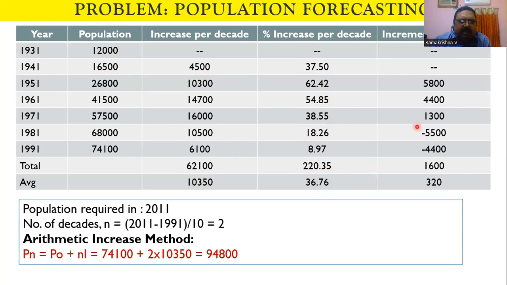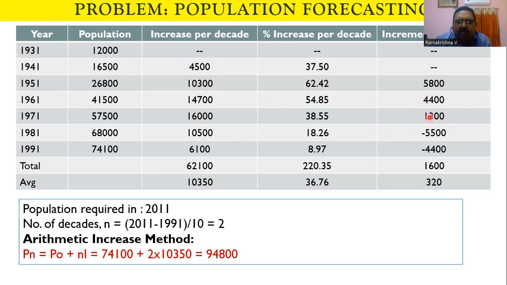Then we'll also see the incremental increase. What is the meaning of incremental increase? Here in the third column, the first increase is 4,500, then the increase is 10,300. There is a positive growth from 4,500 to 10,300. The difference is 5,800, which we are writing here. Similarly, 14,700 to 16,000 is a positive increase, and that value we are writing here. 16,000 to 10,500 is not an increase. This is a decrement. How much is the decrement here? 5,500 is a decrement, a negative value.